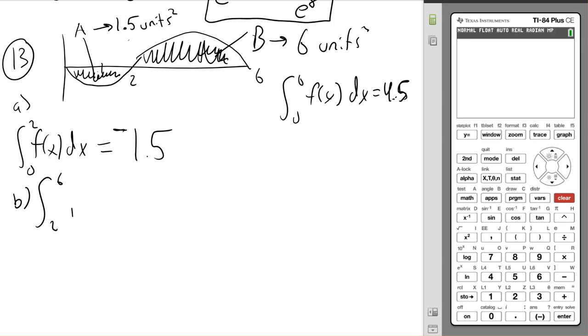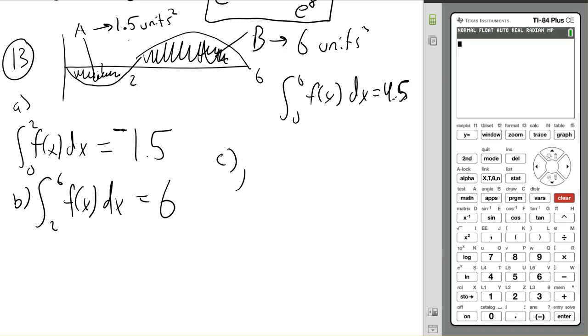From 2 to 6. Okay. Oh wait, well that's what I just did. I was interested in knowing what that was, but that's what the next question was. So if you know how much area this whole thing is, and they tell you how much area that is, then you should be able to figure it out. But again, it relies on you to remember area under the x-axis is considered negative, area above the x-axis is considered positive.